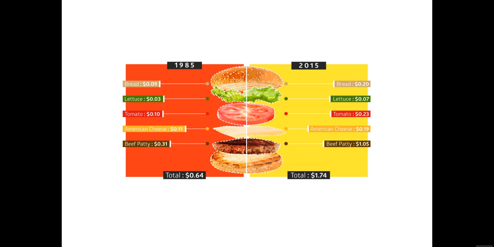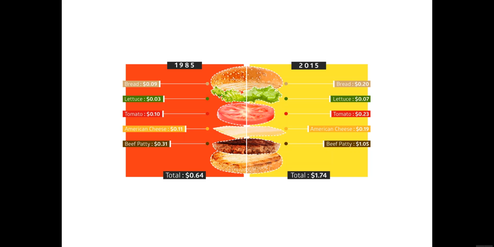So my question is, compare 1985's burger with the 2015's burger. Does that mean the value of the burger increased? Yeah, you can see the dollar value increased, but the materials are exactly the same. The bread in 1985 and 2015 didn't change too much, it's still bread, as well as lettuce, tomato, mac and cheese and beef patty. But we do see the price changed.